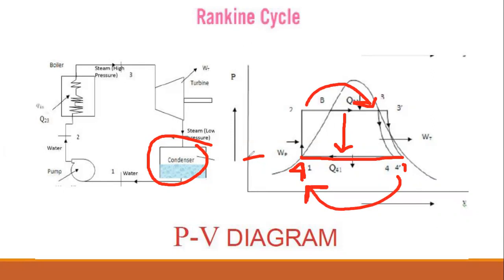This is known as a constant pressure process. In this way, the constant pressure process, the pressure remains constant, but the volume is decreasing, because we convert steam to water.